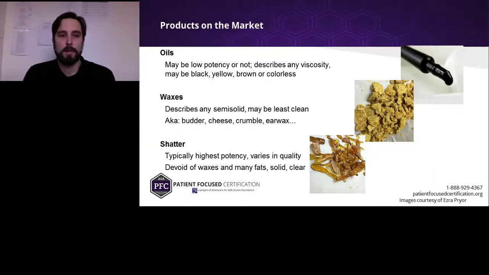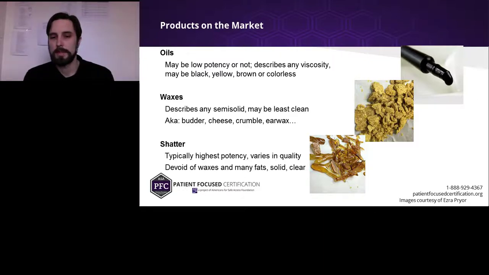So among the products on the market are oils, waxes, and other things called shatter. So oils typically are characterized as being low potency or not, but it basically describes its viscosity. It could be black, yellow, brown, or colorless. I think the one that people think of is that thick blackish oil on the right. Waxes, this is more of a semi-solid at room temperature.